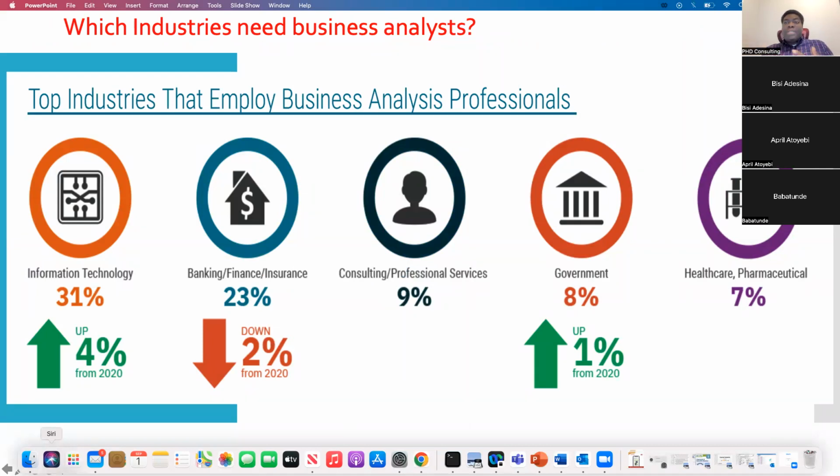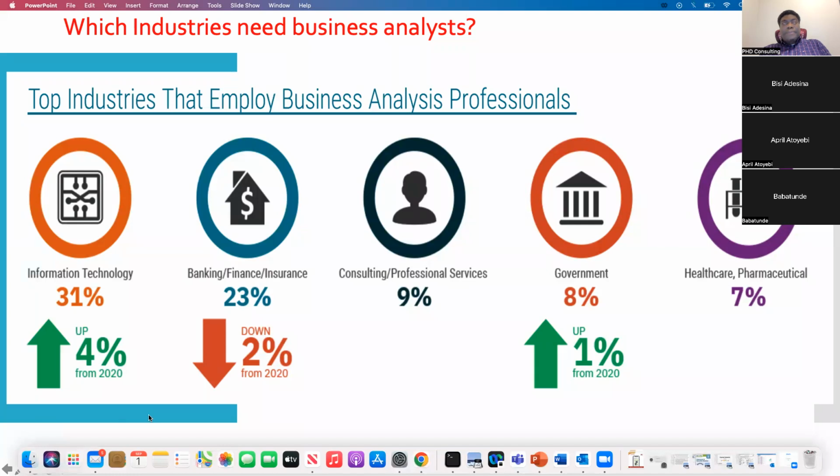increase. There's a 4% increase versus the 2020 data, and this is from the Global Business Analysis Survey that was done. Now, these are interesting statistics that really let you see the industries that employ BAs, or when you start your journey as a business analyst, what industry can you actually work in? Yeah, these are some of the industries that really pay a lot.